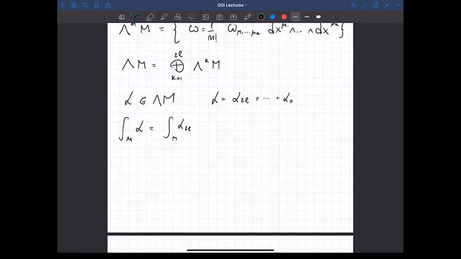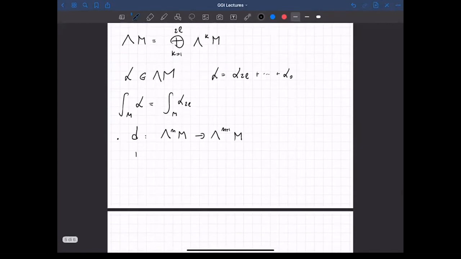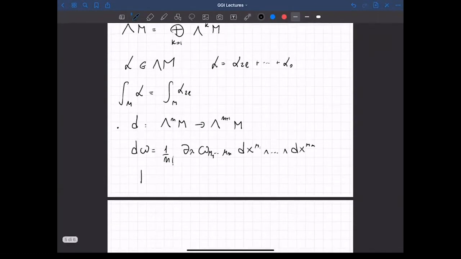On this, there are two natural things that I can do now. One is very general, and is the introduction of the differential operator d, which maps an n-form into an (n plus 1)-form, and is defined in this way, with d omega given by the derivative of omega times dx mu 1 wedge up to dx mu n. As probably all of you know, it is nilpotent.